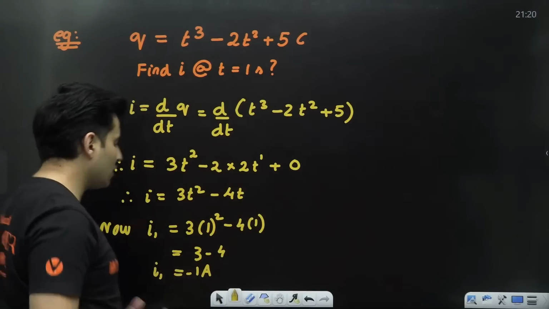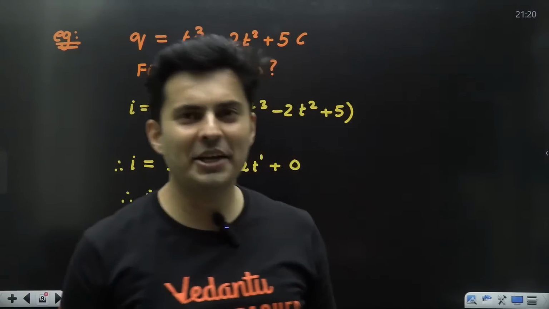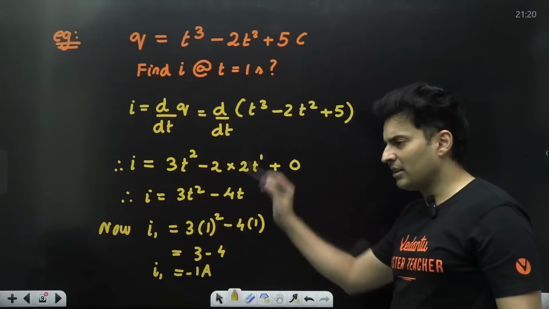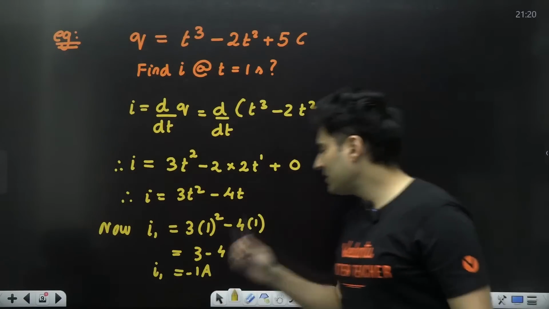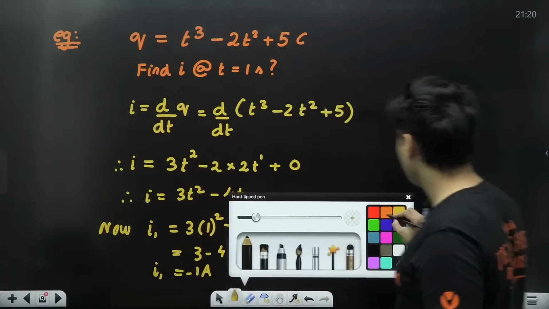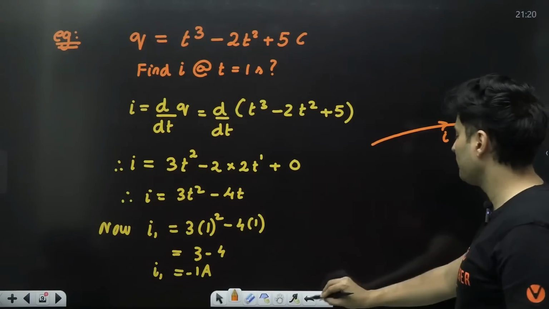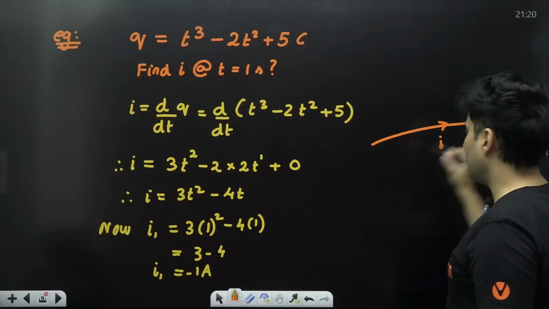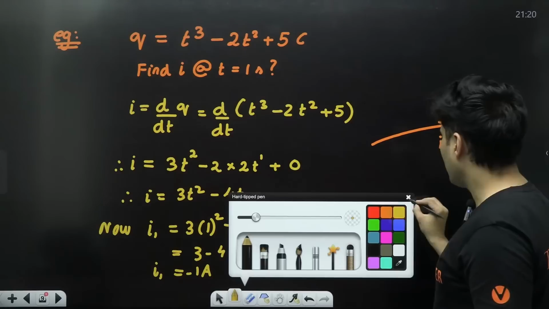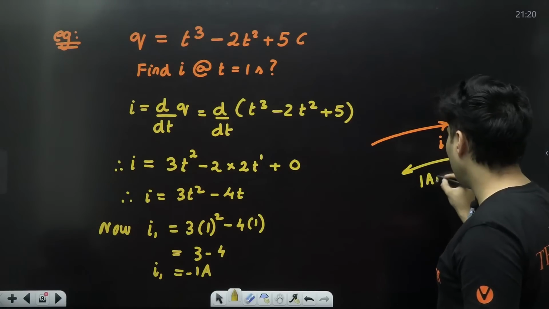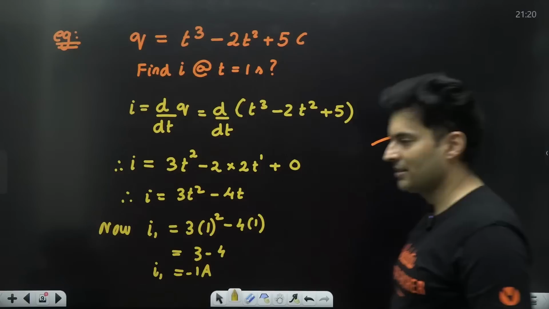Now you will be scared, sir, I got the answer as negative, will I get negative marks? Don't be worried, you will see the options. If it says minus 1, you will just mark it. What does this minus sign indicate? It just indicates that whatever direction you had assumed is probably wrong. If you say this is the direction of current, actually the current is not that way, the current is going this way, having a magnitude of 1 ampere. That is what it means.